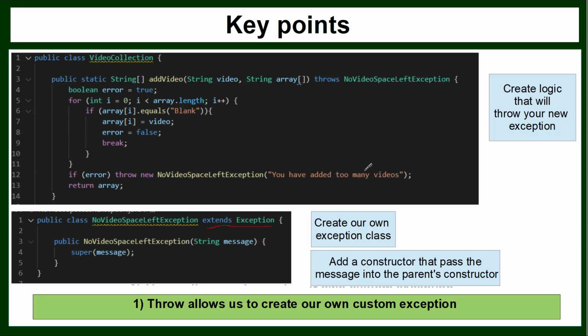And then this message will be put into that constructor argument, and then that constructor argument will be put into the parent constructor argument. And I've created a new exception. And this is great for applying business logic to your code.